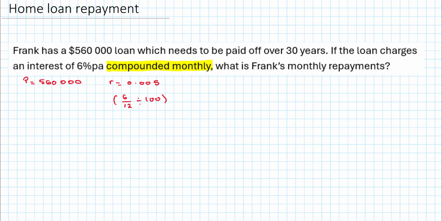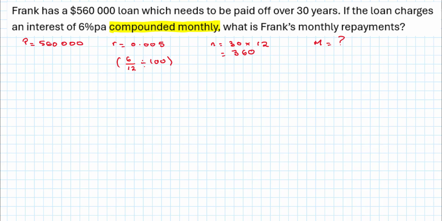So that's our rate, and our number of payments is 30 years, but again, we need to convert that to monthly, so we need to multiply that by 12, so that would be 360 months. What we are after is the monthly repayments, and we will use the pronumeral M for repayments.